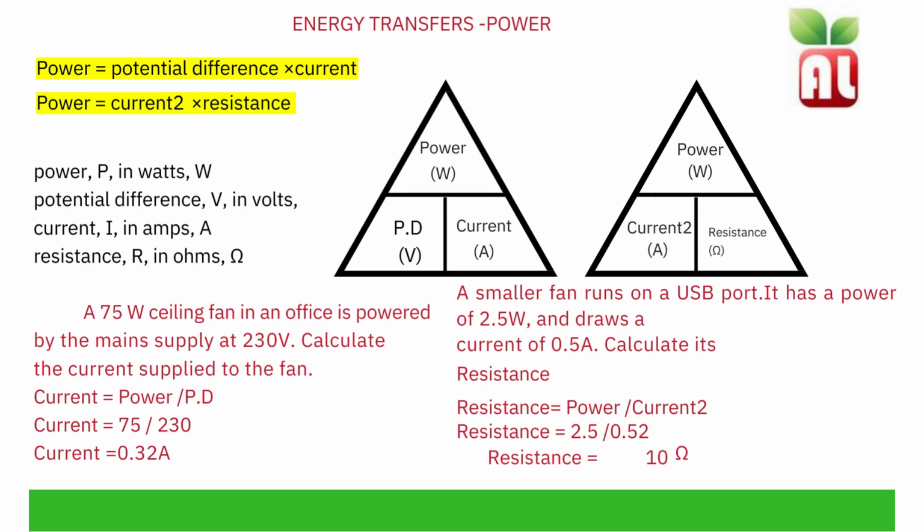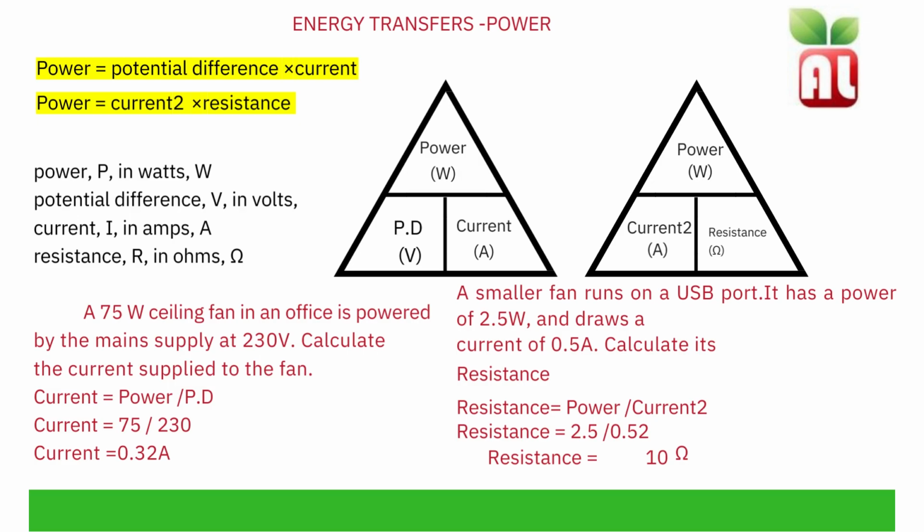An example question. A ceiling fan in an office is powered by the mains power supply at 230 volts. Calculate the current supplied to the fan. Current equals power divided by potential difference. Current equals 75 divided by 230, giving a current of 0.32 amps.